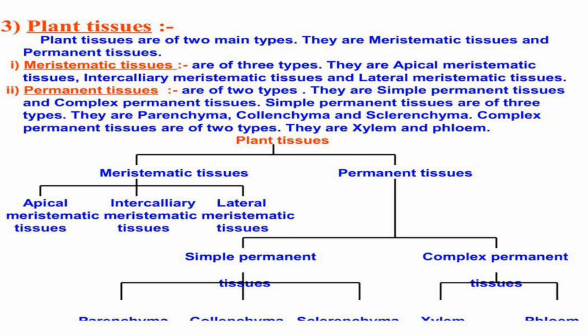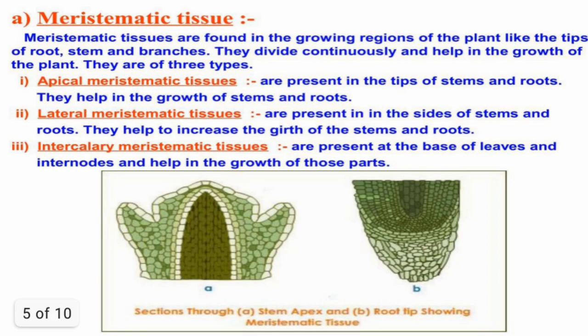Next, we come to what are basically meristematic tissues. Meristematic tissues are found in the growing regions of the plants, like the tips of the roots, stem, and branches. They divide continuously and help in the growth of the plant. There are three types: the apical meristematic tissue, lateral meristematic tissue, and intercalary meristematic tissue. Apical meristematic tissue, they are present in the tips of stems and roots. They help in the growth of the stems and roots. Lateral meristematic tissue, they are present in the sides of the stems and roots. They help to increase the depth of the stems and roots.